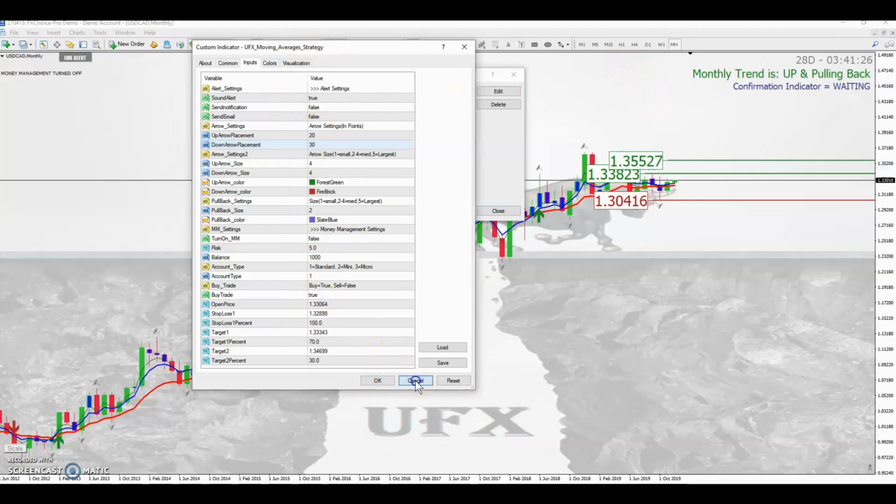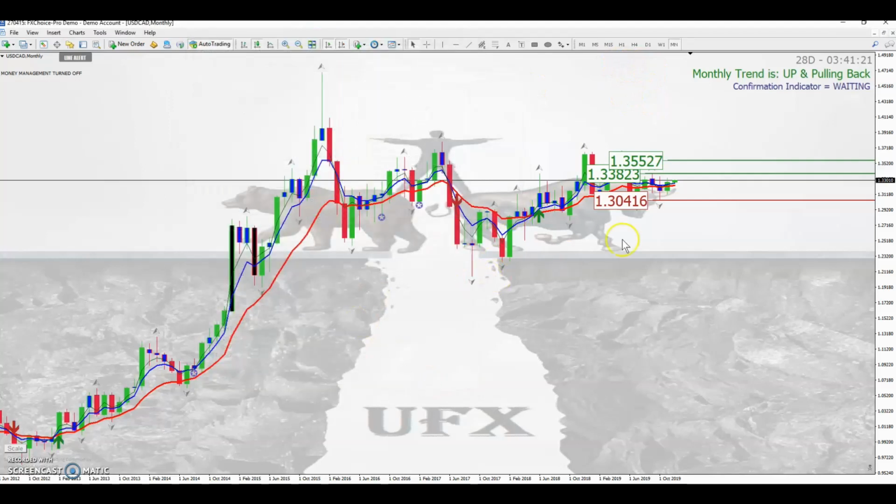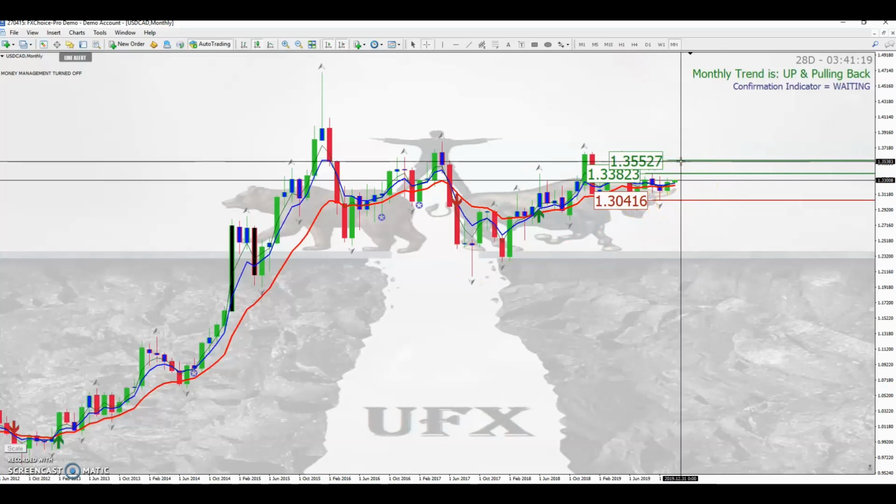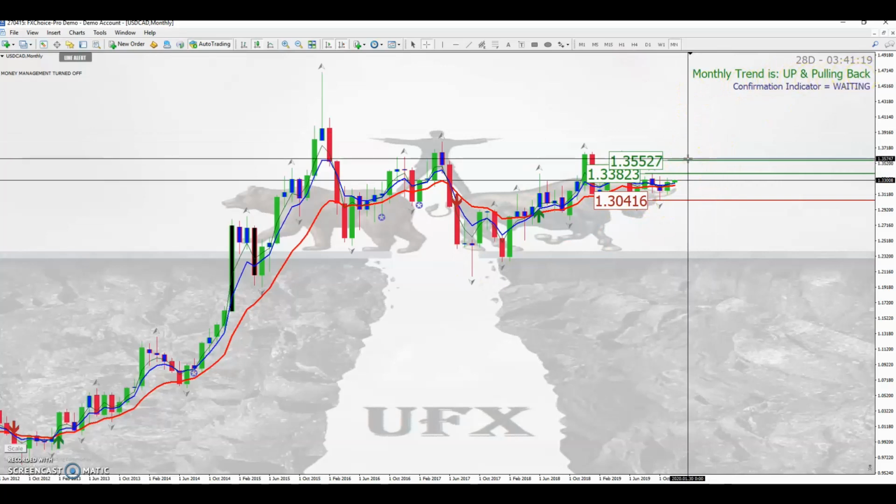So okay, let's get out of there. This is just showing the range on the current bar here, and it labels what the price is at. And it also gives us our target. So for the monthly, the trend is up and pulling back, and we would be looking for a target here. However, the monthly is sideways. You can see these EMAs are pointing sideways. So I'm not going to target the monthly in this trade.